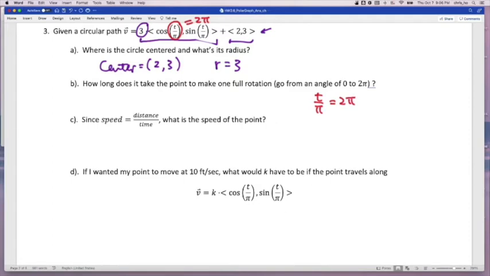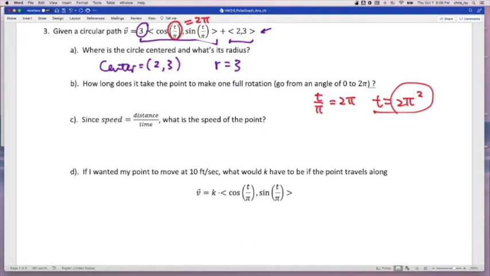So what must t be so that it is going to be pi? So t must be equal to 2 pi squared. Okay, it's weird, but that is how long it takes for the circle to make 1 full rotation. Since speed is distance over time, what is the speed of the point?